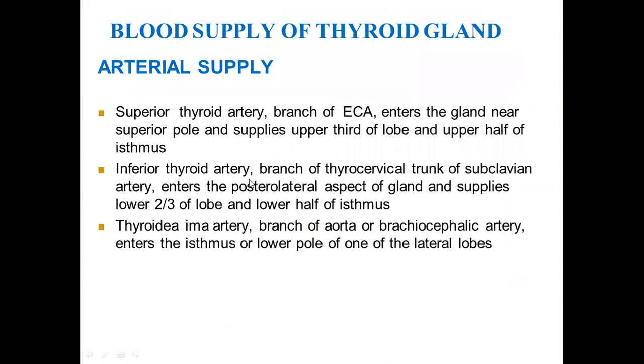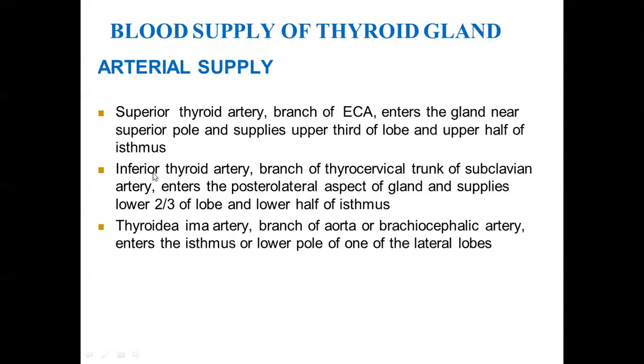So the arterial supply. The superior thyroid artery, which is a branch of the external carotid artery, enters the gland near the superior pole and supplies the upper 1/3 of the lobe and the upper half of the isthmus. So there will be two superior thyroid arteries coming from either side. Similarly, the inferior thyroid artery, a branch of the thyrocervical trunk, which is a branch of the first part of the subclavian artery, enters the posterolateral aspect of the gland and supplies the lower 2/3 of the lobes and the lower half of the isthmus. These are the two major arteries supplying the thyroid gland.